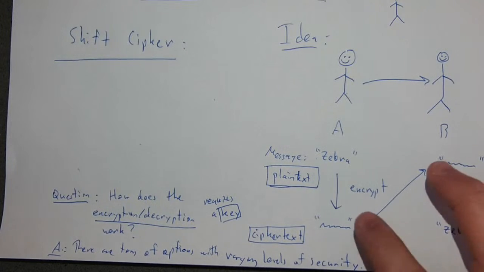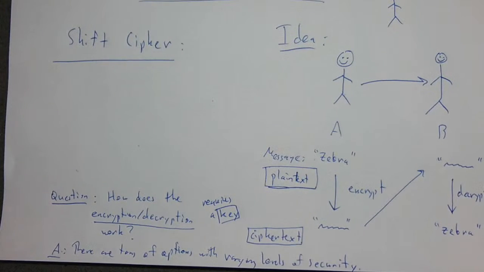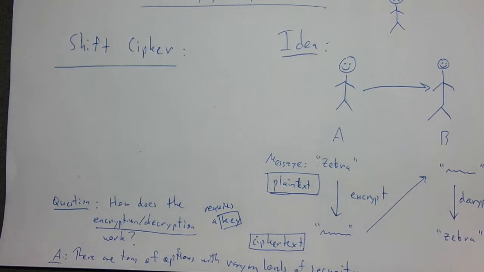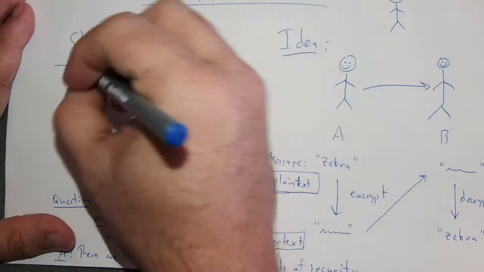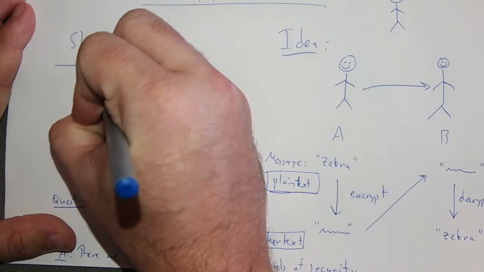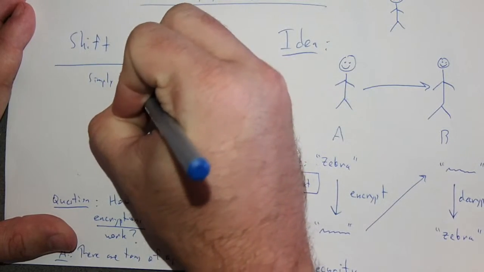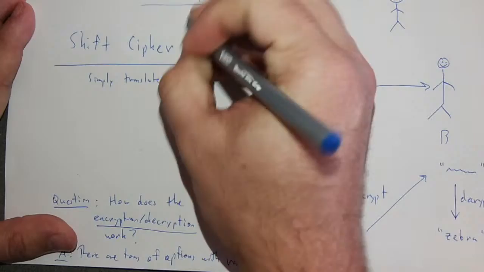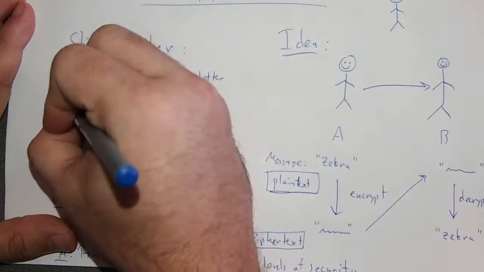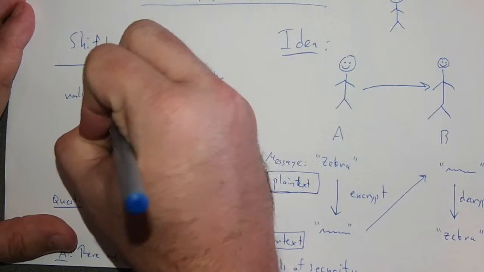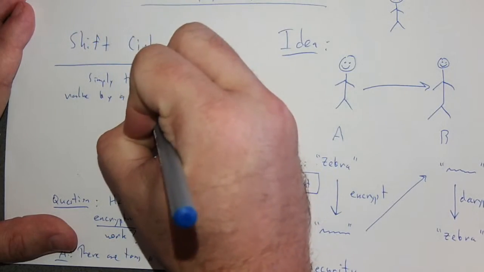So we are going to start with the simplest example of encryption, which is called a shift cipher. The idea of a shift cipher is simply to translate each letter value by a fixed amount.